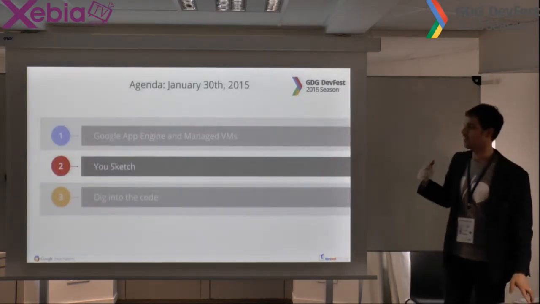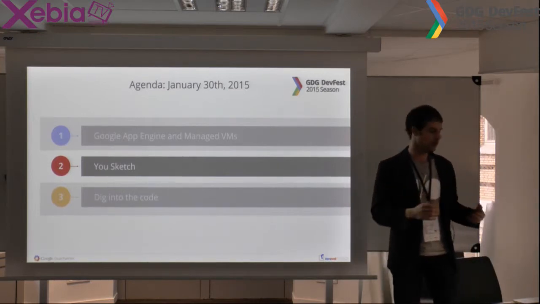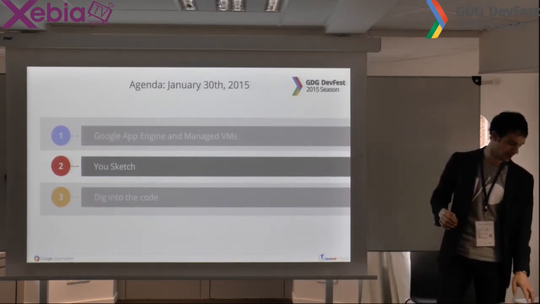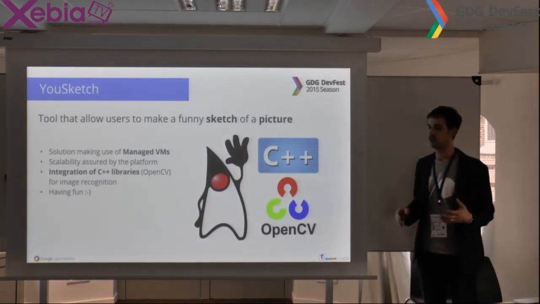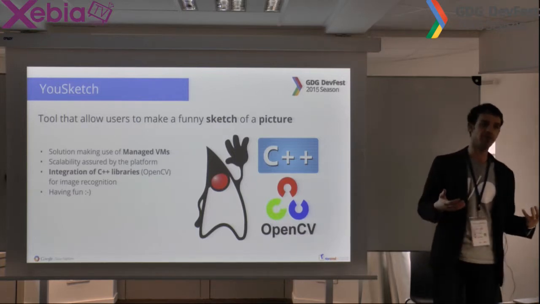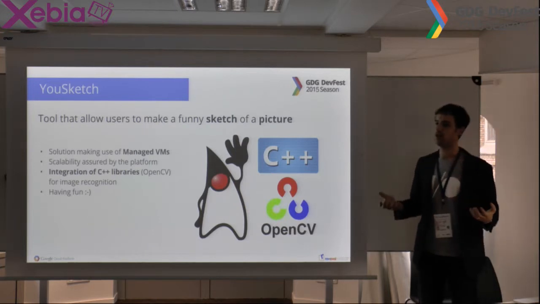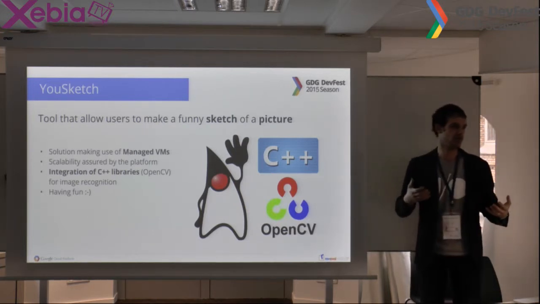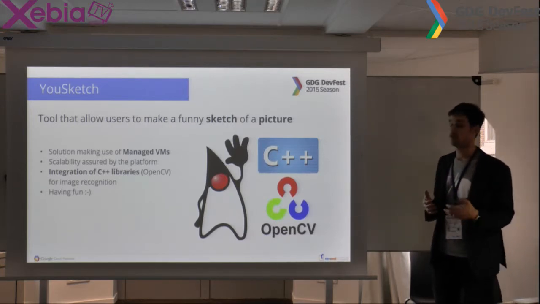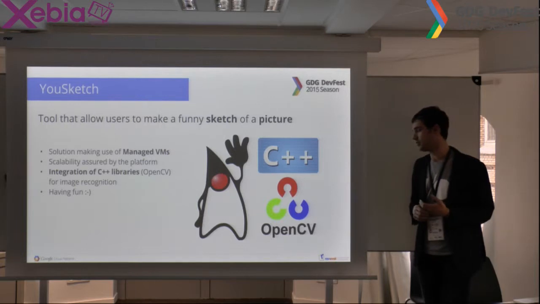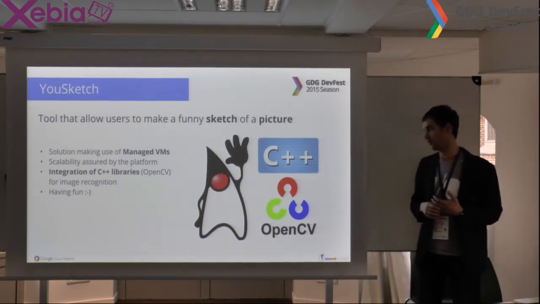So the application that I have prepared just to show you what we can do with this kind of technology is called USketch. It's a tool that allows you to upload a picture into a normal web page, and that tool will transform that picture into a sort of sketch. So it will apply some filter to the picture just to extract the edges and to create a sketch from the picture.